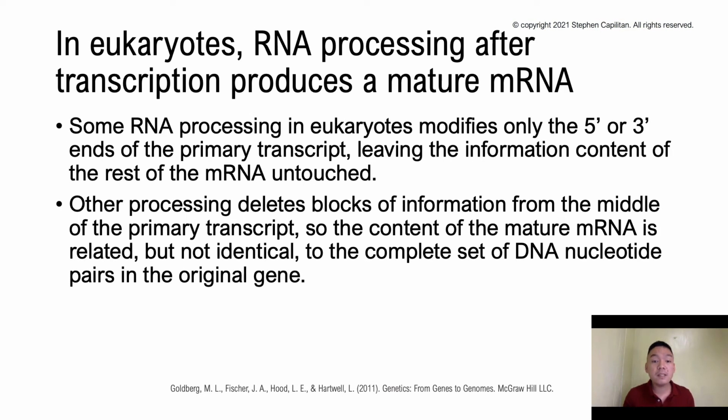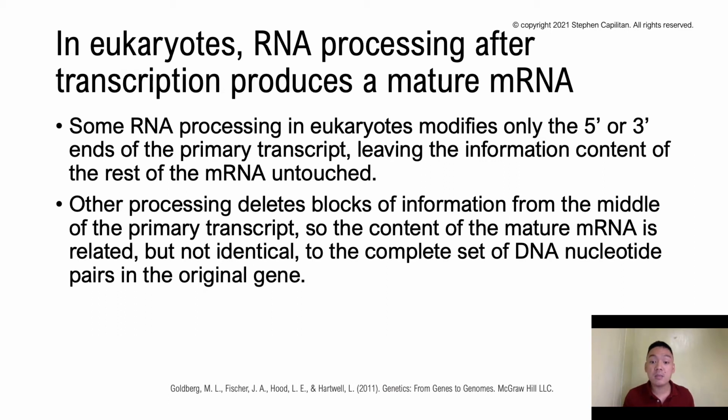So let's talk about the other domain of life, the eukaryotes, okay, and how the transcription process works in the multicellular organisms, or the majority of the multicellulars. RNA processing after transcription will produce a mature mRNA. Since RNA processing in eukaryotes modifies only the 5' or 3' ends of the primary transcript, it will leave the information content of the rest of the mRNA untouched.